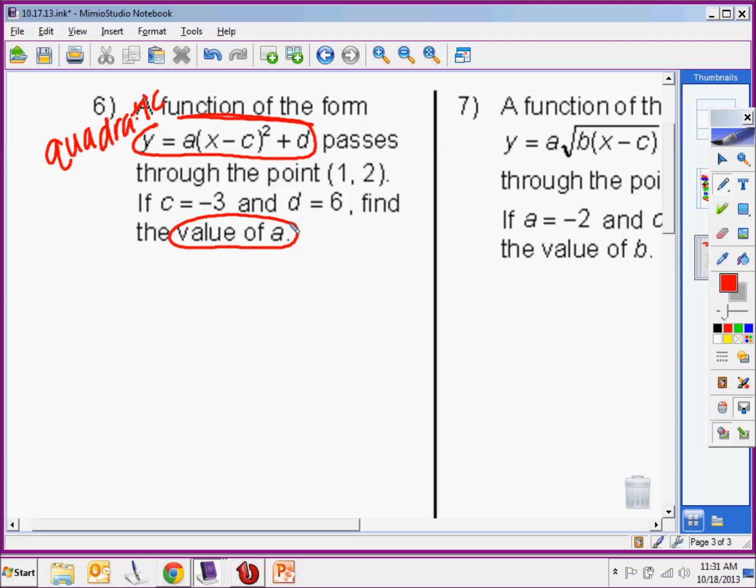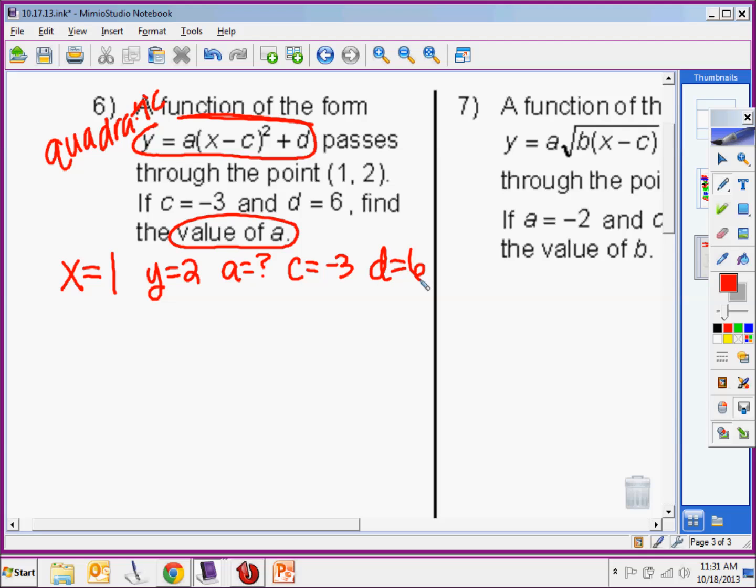Well, first off, tell me what is X. If I go through point (1, 2), what is my X value? 1. What is my Y value? 2. Okay, do I know A? No, I'm looking for A. A is a question mark. Do I know C? -3. Do I know D? 6.